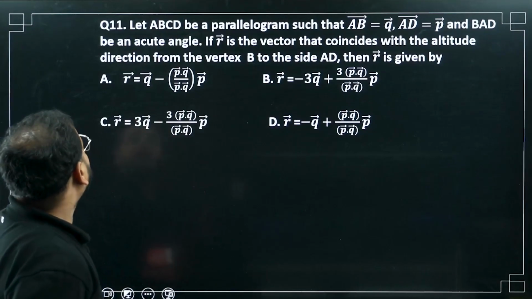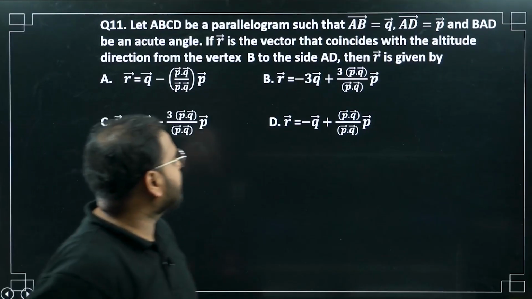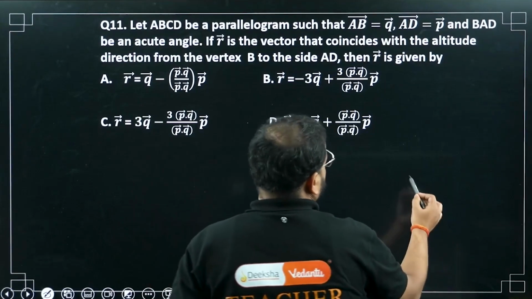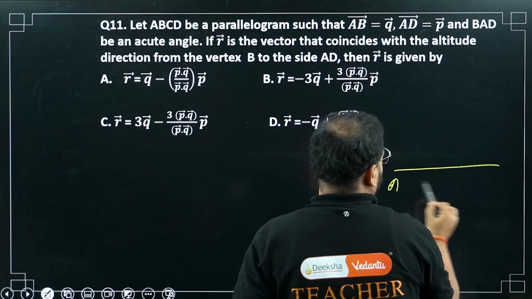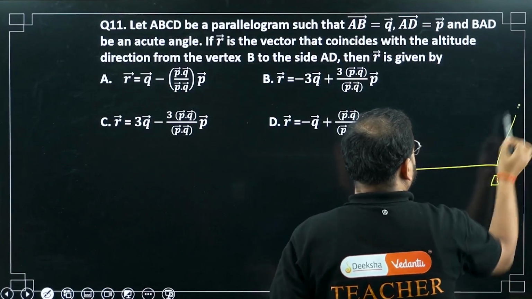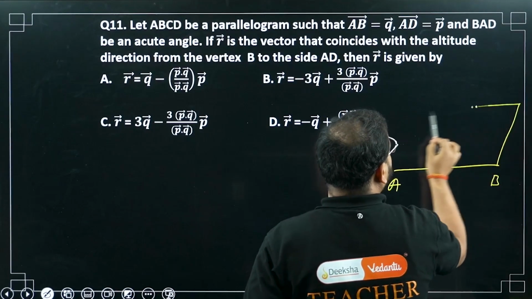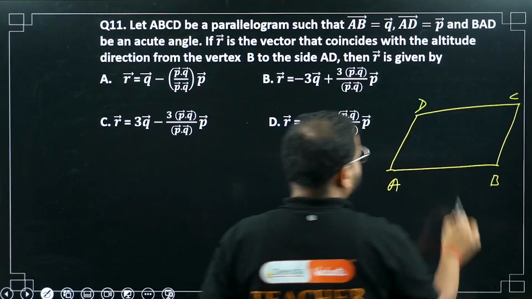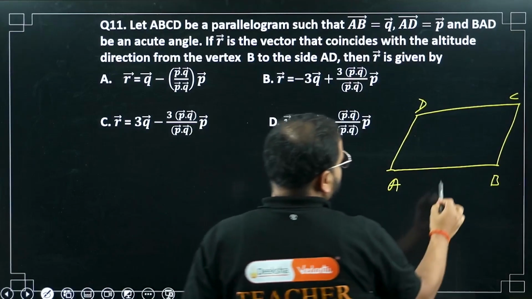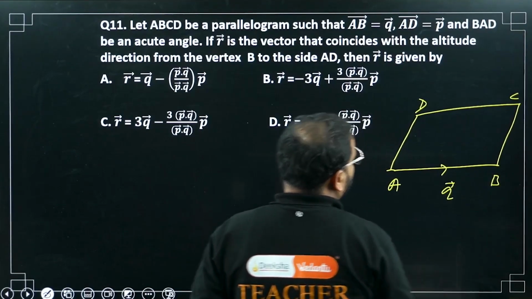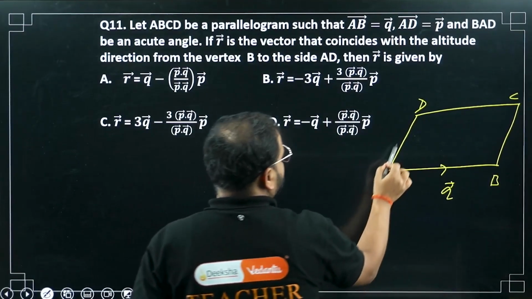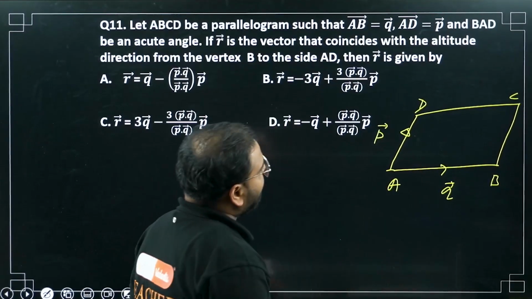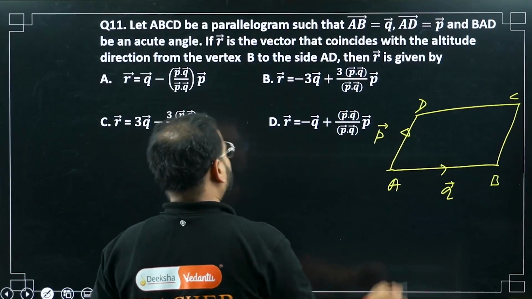Great. Let ABCD be a parallelogram such that AB equals vector Q. Draw a parallelogram. This is AB, vector Q. AD is P. This is AD, this is P. And BAD is an acute angle.